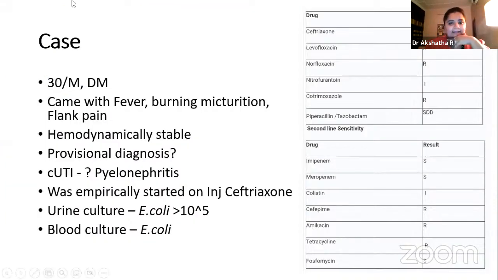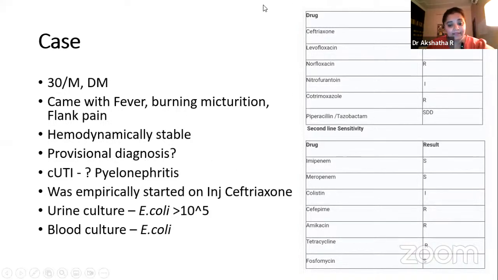So let's start this with a case. Here I have a 30-year-old male with type 2 diabetes coming to us with fever, burning micturition, and flank pain. He's hemodynamically stable. So what is the provisional diagnosis? There is fever, burning micturition, flank pain, so you will think of mostly complicated UTI and query pyelonephritis.